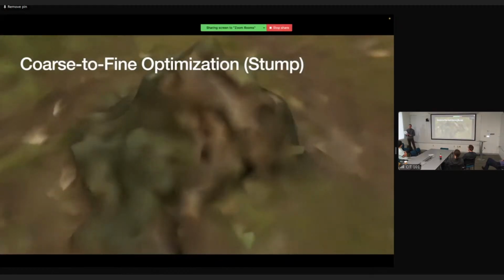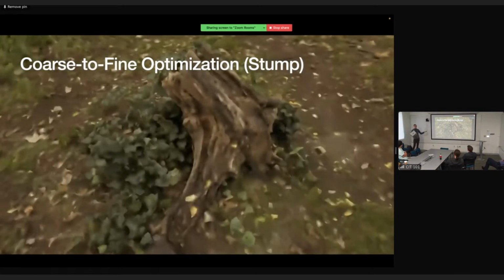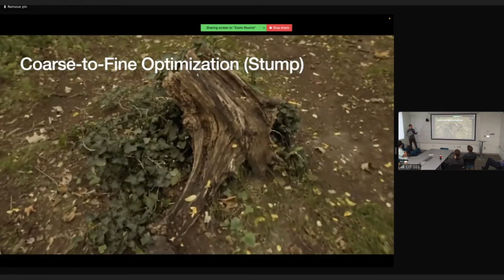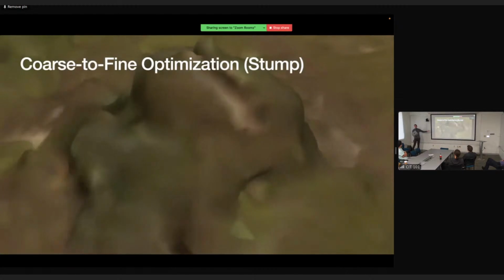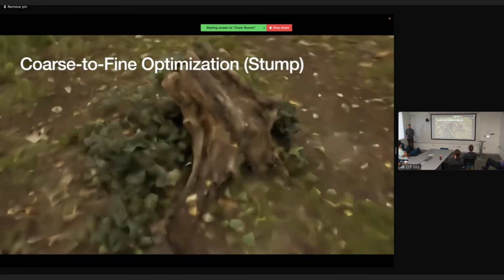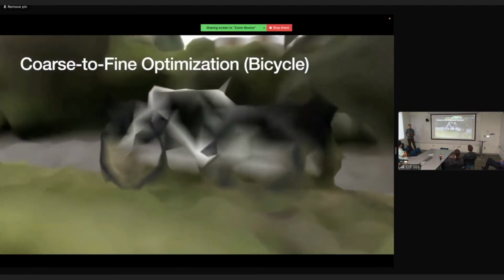And so here's a video of our optimization. You can see we start with this SfM point cloud initialization that I was talking about earlier, and then we subdivide. At each subdivision step, you can see that the quality sort of takes a jump. And then it sort of hangs out around that quality until the next subdivision step when there's another jump. So here's another one.